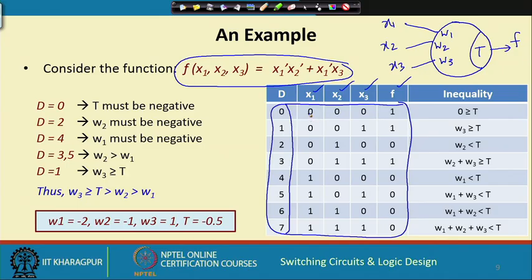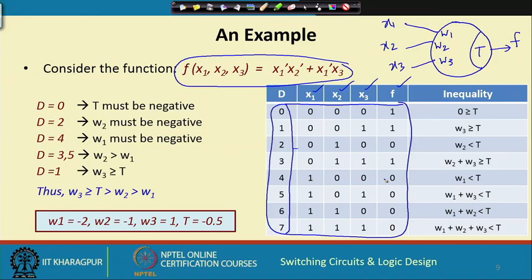So, if I have input 0, 0, 0, my weighted sum will be 0, and because the output is 1, that weighted sum must be greater than or equal to T. Similarly, for 0, 0, 1, the weighted sum will be x 3 W 3, only W 3, this is 1. So, W 3 also must be greater than or equal to T. For row number 2, 0, 1, 0, so only x 2 is 1. So, W 2, it is 0. So, W 2 must be less than T, that is why it is 0. Here both x 2 and x 3 are 1. So, W 2 plus W 3, this is 1, should be greater than or equal to T.